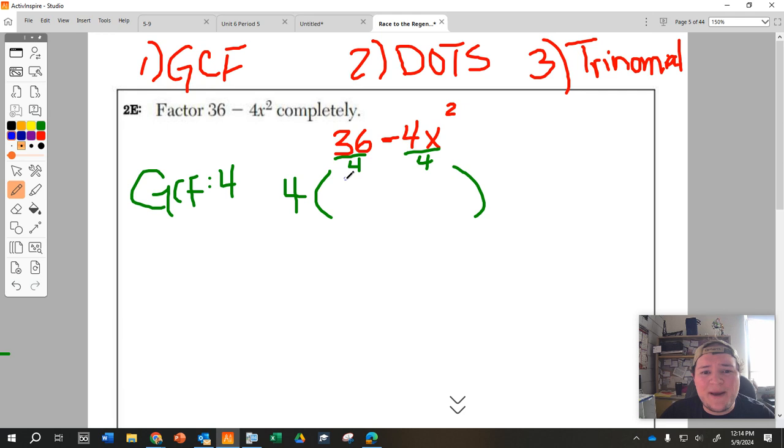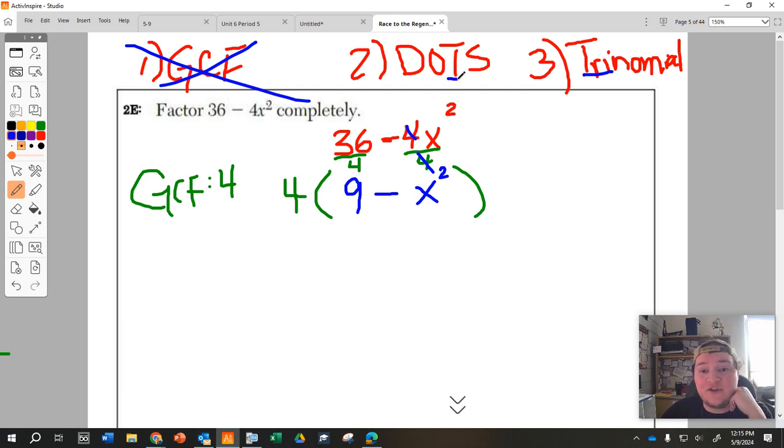36 divided by 4 is what? 9. Negative 4 divided by 4, those cancel out, so I'm just left with negative x squared. Okay, and that's factored once. Factor completely means factor twice. So now that we've done GCF, is this going to be finished with DOTS or with a trinomial? I'll give you a hint. Think about the word trinomial. This is going to be DOTS.